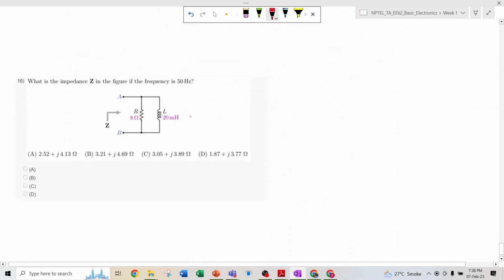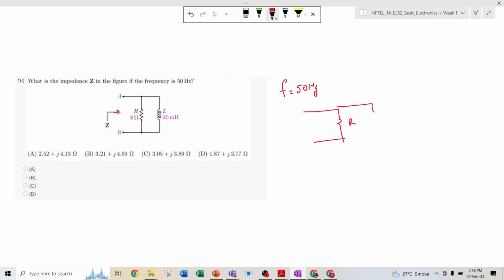Okay, so it is the last question of assignment 1. What is the impedance Z in the figure if the frequency is 50 gigahertz? So frequency is given as 50 hertz, sorry, 50 hertz only. And we are looking through this terminal, the Z. I already told you, the current is flowing in this direction, and that current will divide into this part and this part. That means if I is the current, I1 flows in this part and I2 in this part, the I1 and I2 join, and the same current I flows from this part. So A and B.